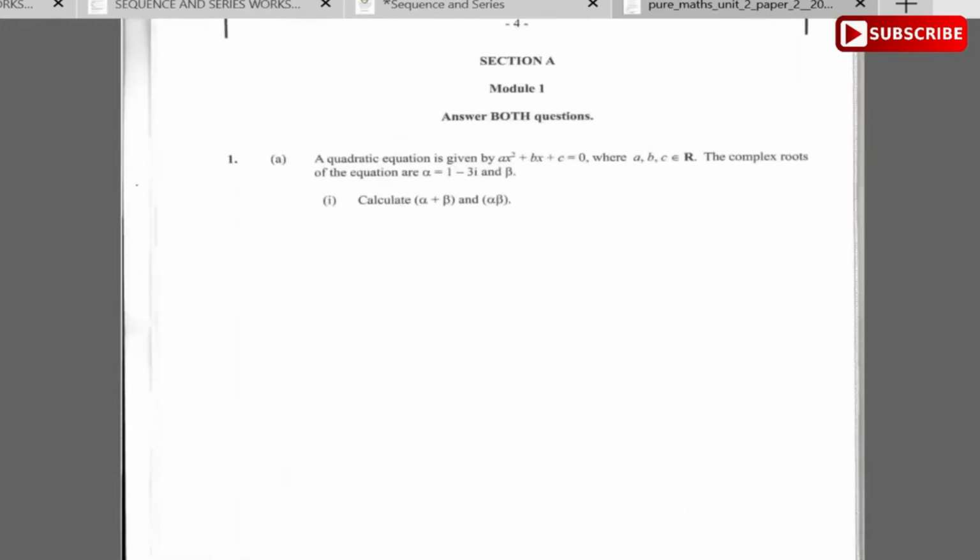So, question 1. It says a quadratic equation is given by ax squared plus bx plus c, and the roots of the quadratic equation are alpha, which is 1 minus 3i, and beta. Calculate alpha plus beta. Now, we know how to do this. Once they give us alpha is 1 minus 3i, then beta is going to be 1 plus 3i, because we know that complex roots occur in conjugate pairs.